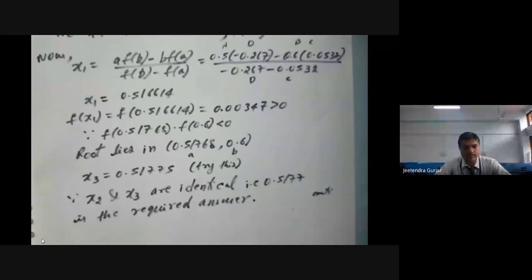If you get the correct answer, please type it in the chat box. Yes, sir. So you got the x2 value correctly. Actually, make it x2 only. Don't write x3.